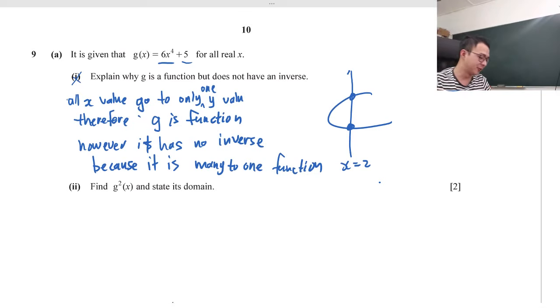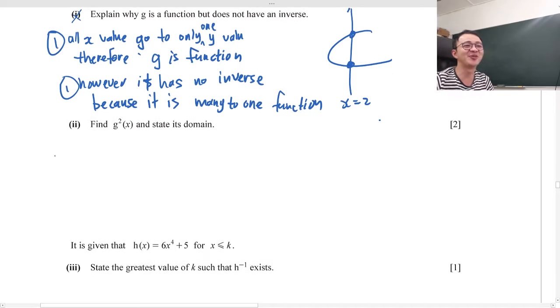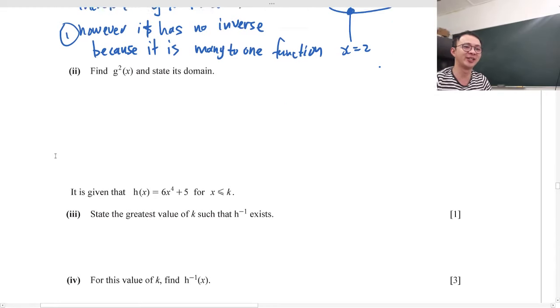So therefore I guess this is how you get 1 mark and the 2nd mark over here. For the first mark you have to explain why it is a function, and for the 2nd mark you have to explain why it has no inverse. I will not explain about 1 to 1 and many to 1 again. You go and check out my function video because it has so many things for me to explain. I have a function video on my YouTube channel. You can just type and get it quickly.